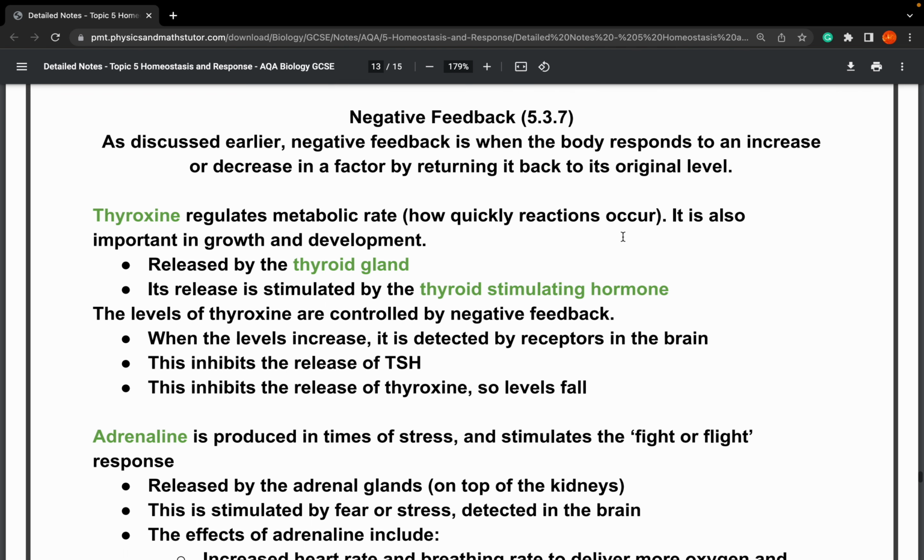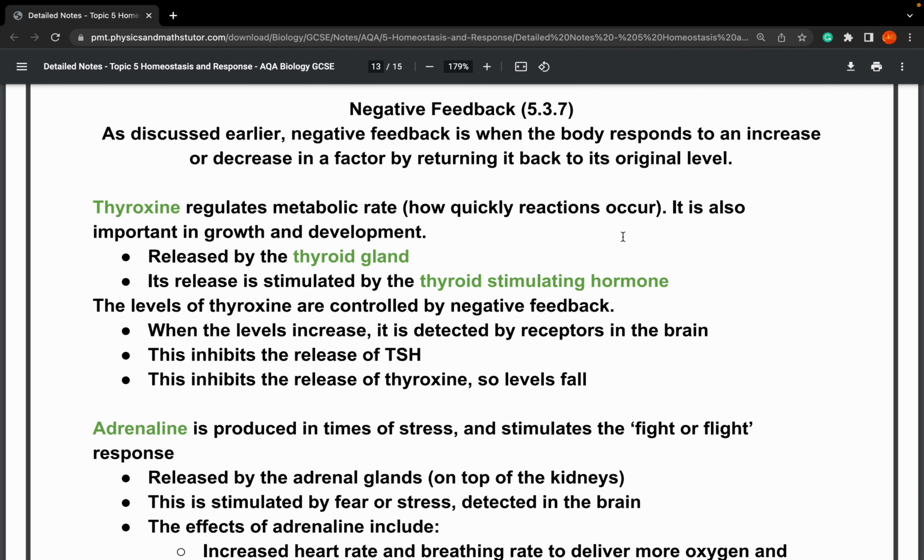Negative feedback, as discussed earlier, is when the body responds to an increase or decrease in a factor, returning it back to its original level. If something is high, the body does something to reduce it. If something is low, the body acts on it to increase it. For example, thyroxine, which we just discussed as an example.